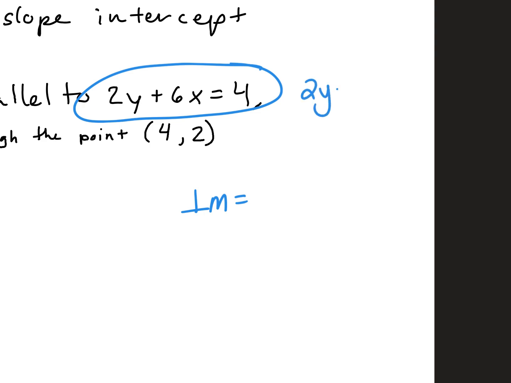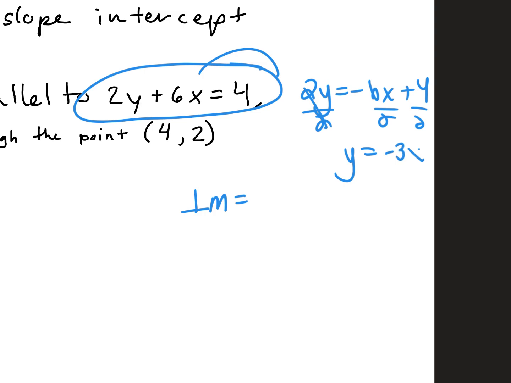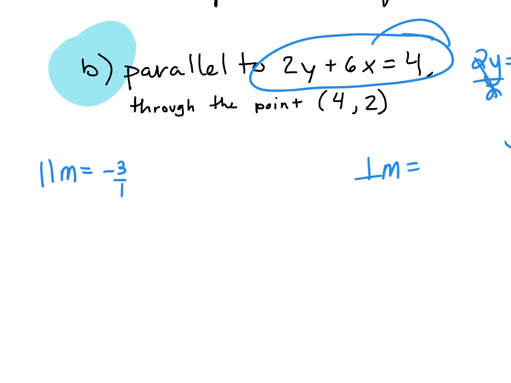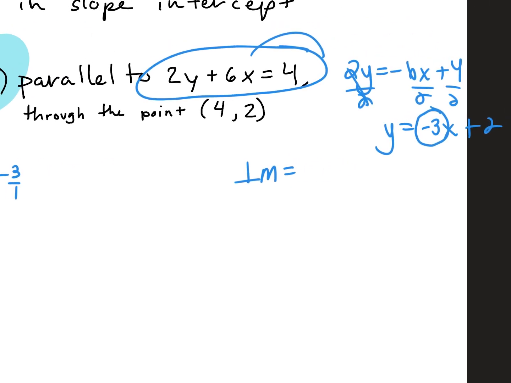It would be 2y equals -6x plus 4. Move the 6x over. And then divide everything by 2. So y equals what? -3x plus 2. Does that plus 2 have anything to do with our problem? No. This is all I need to know. So a line that is parallel to that, I'm going to use the slope -3 over 1. A line that is perpendicular, I'm going to use what? +1 over 3.